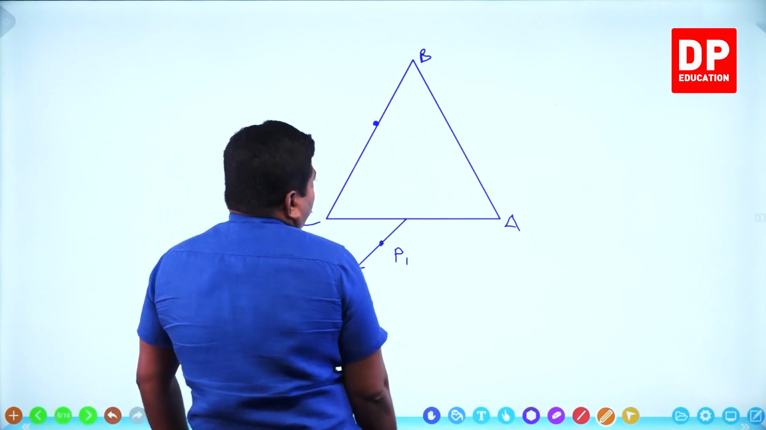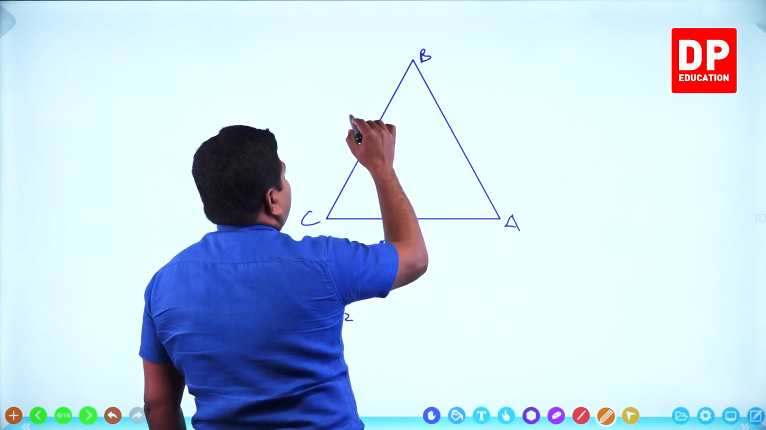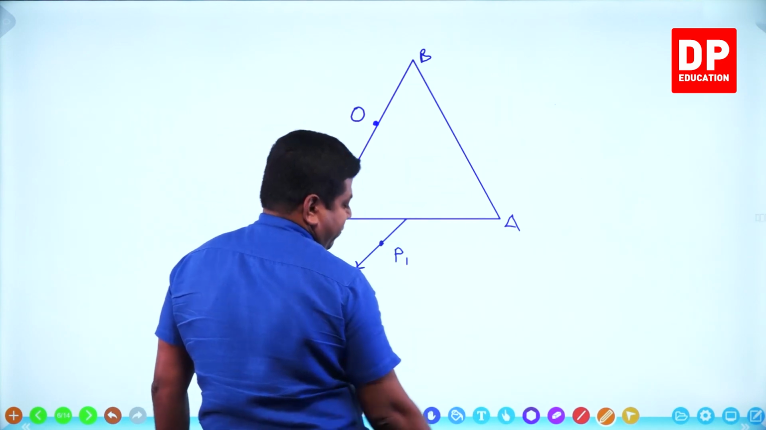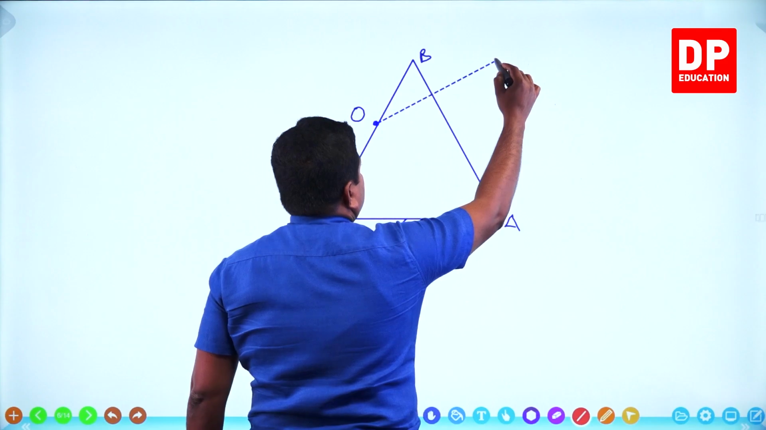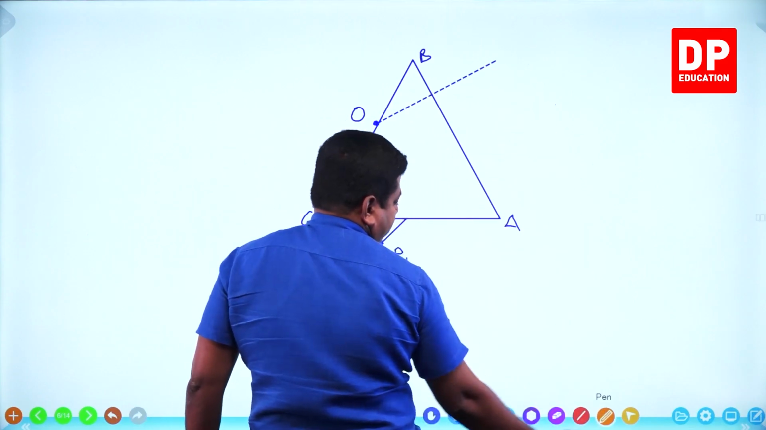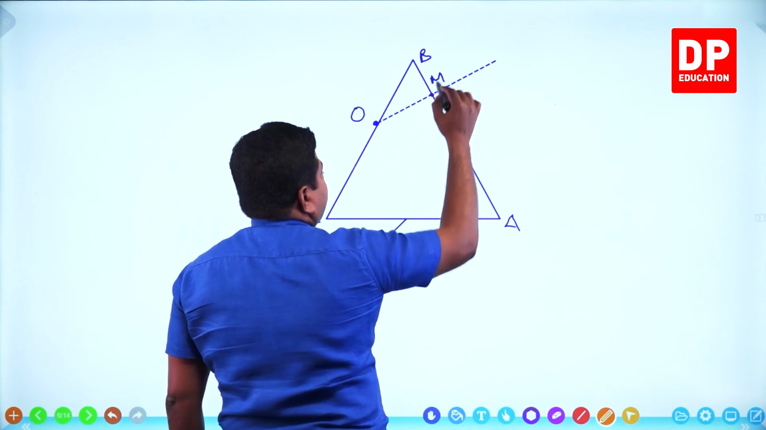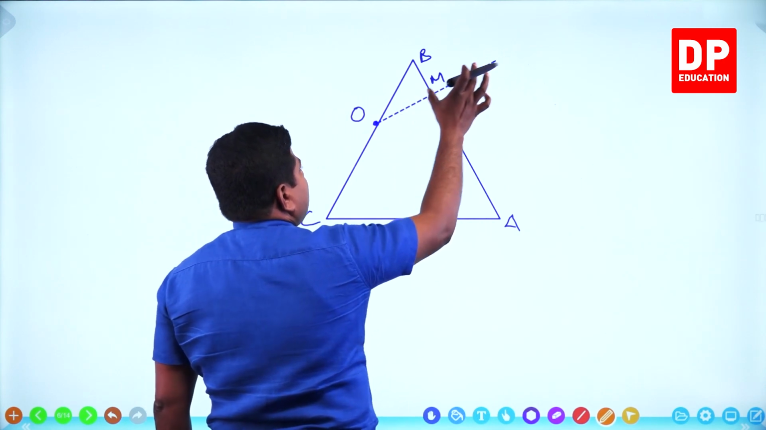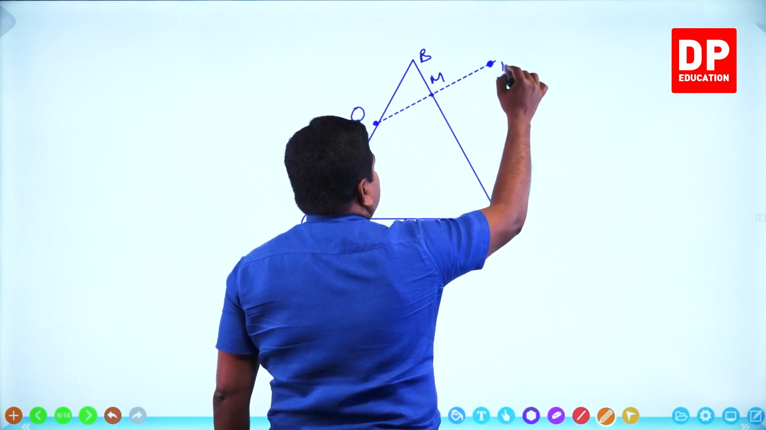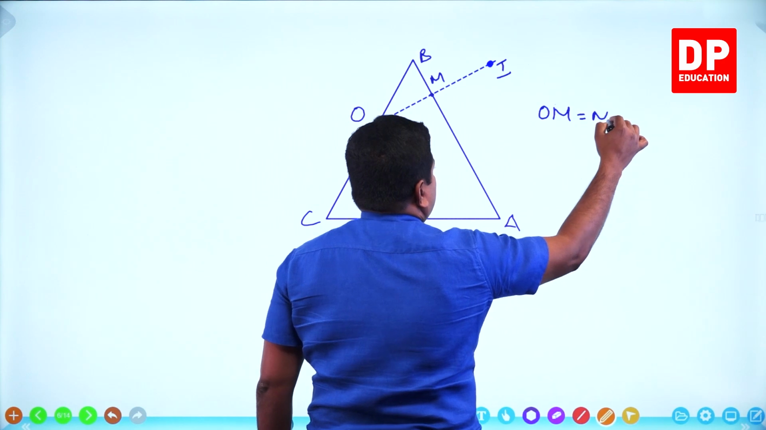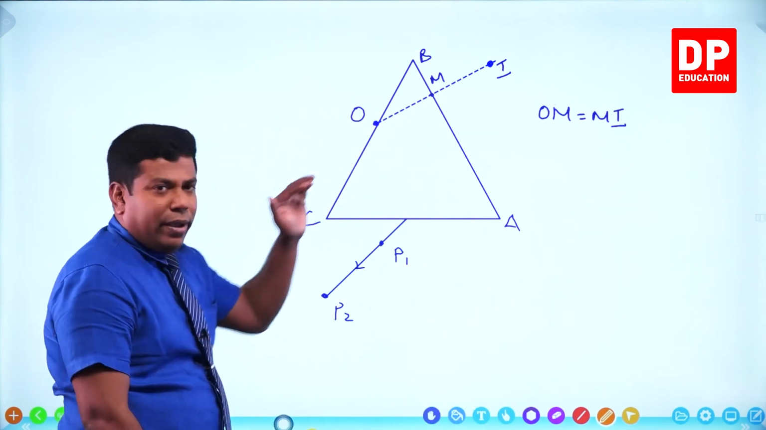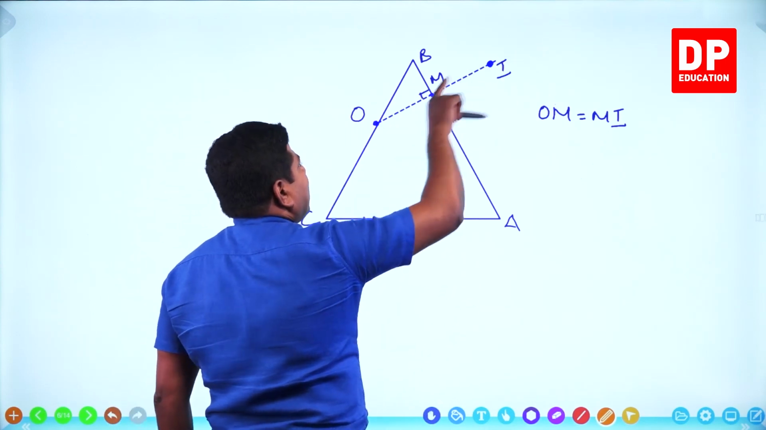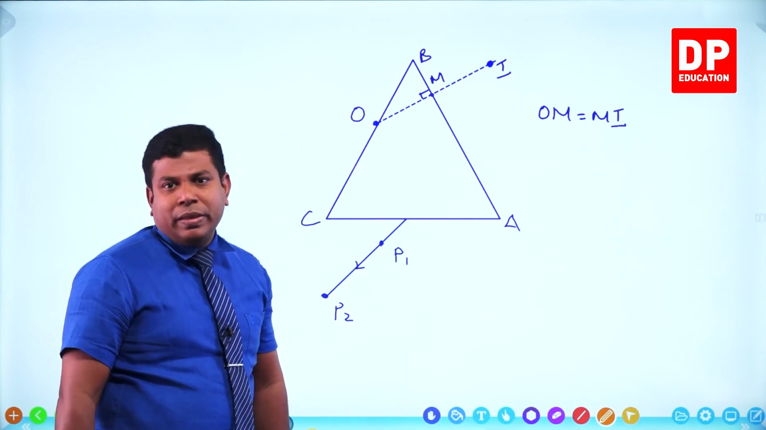Right? Then what you do, from this point, this is O, from O you draw a normal to AB and extend it to the other side. Let me draw that in dotted lines. Let me mark this point as M. And then extend this OM such that the distance of OM is equal to another point here, let's say I. Here OM and MI should be equal. You have to construct the line OM such that OM is perpendicular to AB, and then you extend the line until it becomes equal on the other side. OM equals MI.